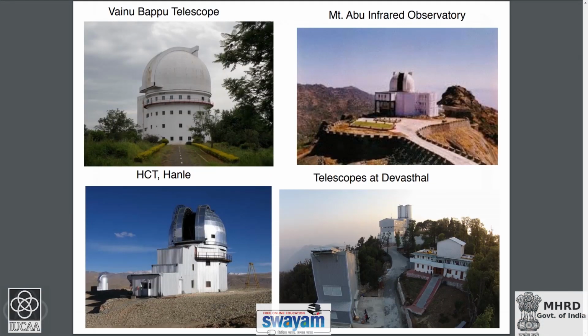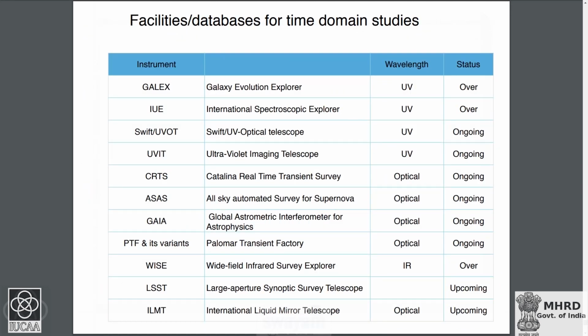These are moderate size telescopes which are very useful for timing observations. Here I show some of the pictures of these telescopes. The left one is called the Vainu Bappu telescope. The second one on the topmost right is from Mount Abu. The left lower one is from the Himalayan Chandra telescope, and there are 3 telescopes on the right. They are from Devasthal. One is the International Liquid Mirror telescope, one is the 1.3 meter, and the largest one is the 3.6 meter telescope. This is currently the largest telescope available in India, and these are some of the facilities or databases which are useful for time domain studies.